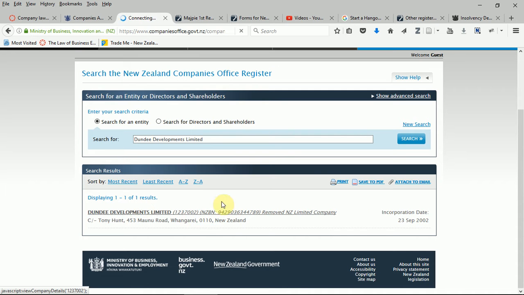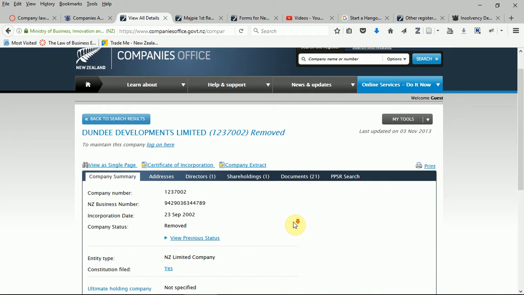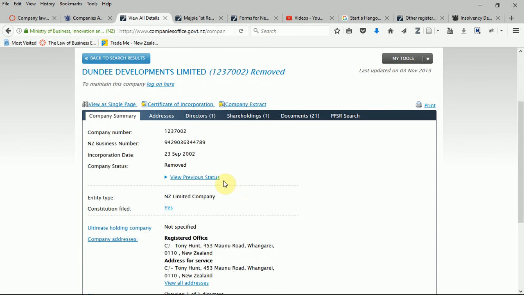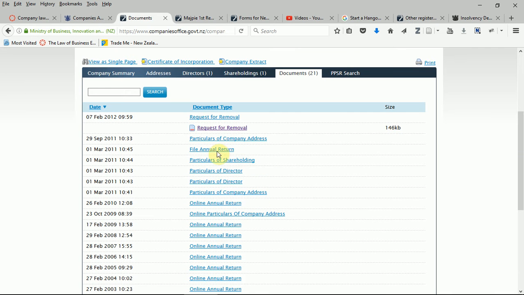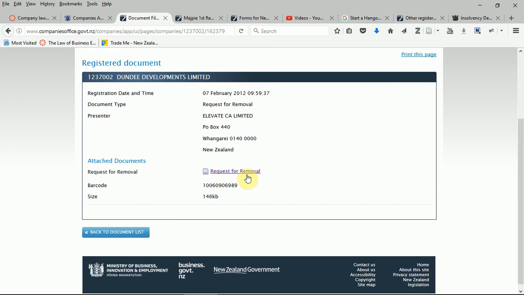Dundee Developments is now grayed out because, of course, the status is removal. Now, it's a very straightforward small company. Obviously, it's had one shareholder, one director, and now it's been removed. This particular person has followed the correct procedure, which is a request for removal. So they have filed a document to ask the registrar to remove their company from the register, and that means it's struck off. And they have followed the proper procedure, which I'm just opening up now.